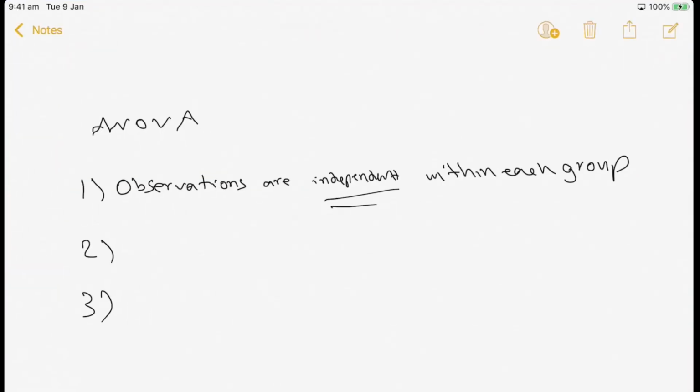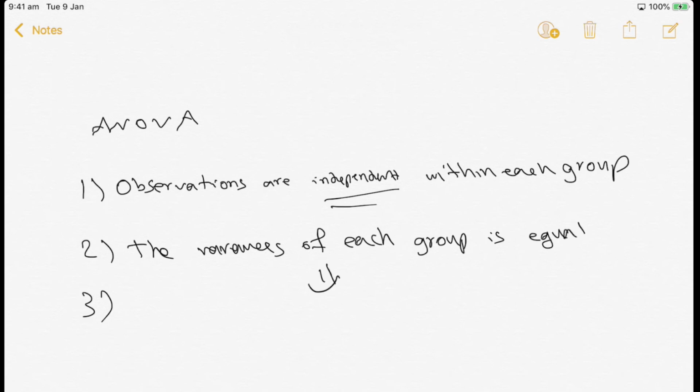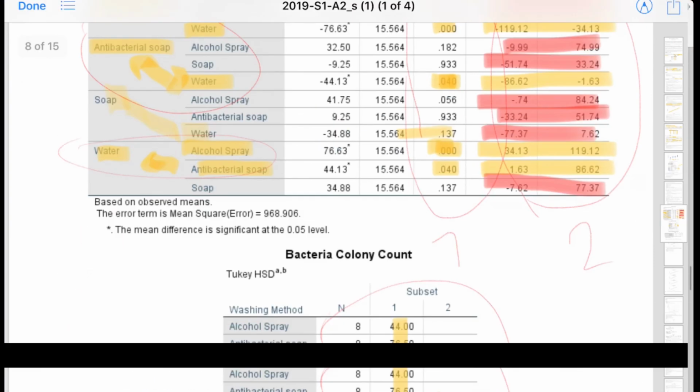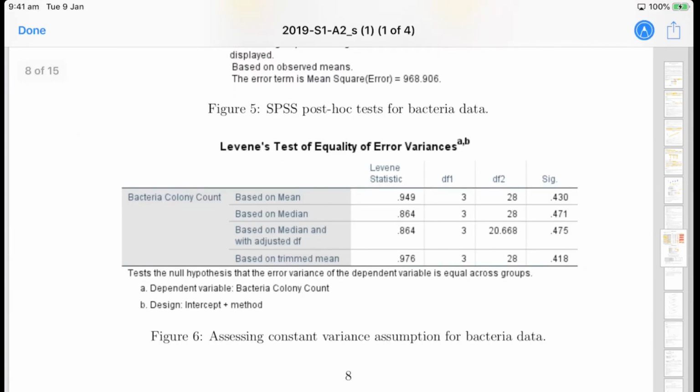The second assumption is that the variances of each group are equal. How do you test that? Use Levene's test of equality. You can carry out this test with SPSS, and once you do that, you will get a table like this one. The table is giving us Levene's test of equality of variances.